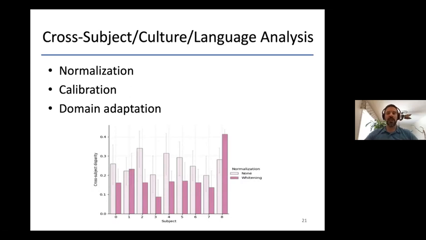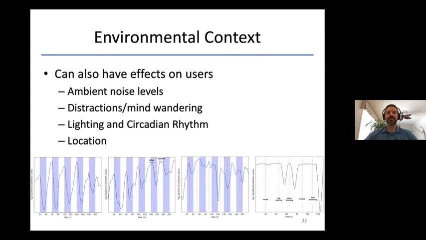They need to be normalized. Sometimes you need calibration. Sometimes you need what's called domain adaptation. So this is also an area that we do work in, and show the impact of the different types of strategies before you go into affective computing per se.